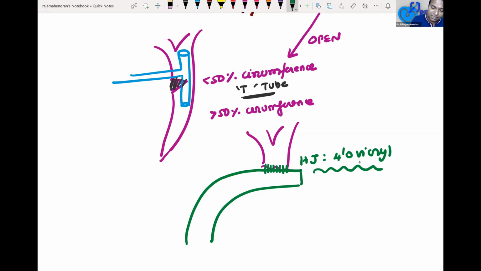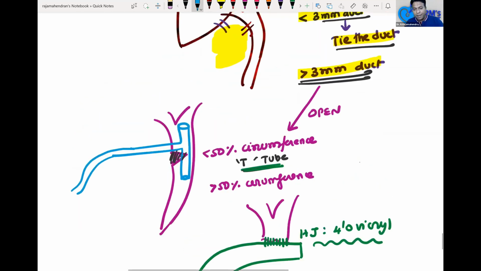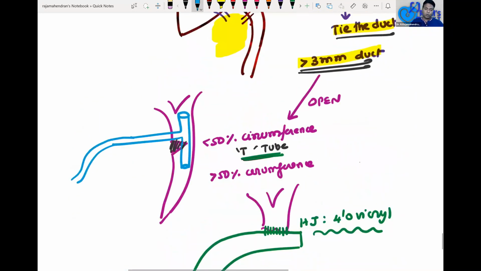If less than 50% circumference, I can keep a T tube now, and I will remove the T tube later. That is a different protocol. I'm not going into CBD stones or CBD management. But if less than 50% circumference, please put a T tube and come out. So this is a very important thing you should not forget for your exam. So this is about the various concepts of laparoscopic cholecystectomy.